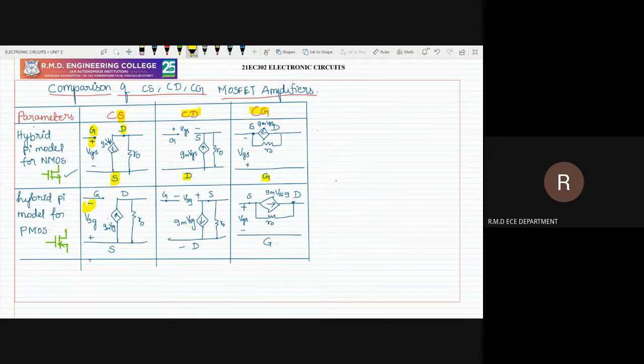The current source always flows from drain to source in the case of NMOS, and from source to drain in the case of PMOS. It is written as gm VGS for NMOS, and for PMOS it has to be written as gm VSG. So this is the way you have to write it. And the R naught resistor, the high output resistance, has to be connected in parallel to the dependent current source, which is represented by the diamond shape symbol. So this is the way you have to explain it. This is the hybrid pi model for NMOS, and this is the PMOS diagram.